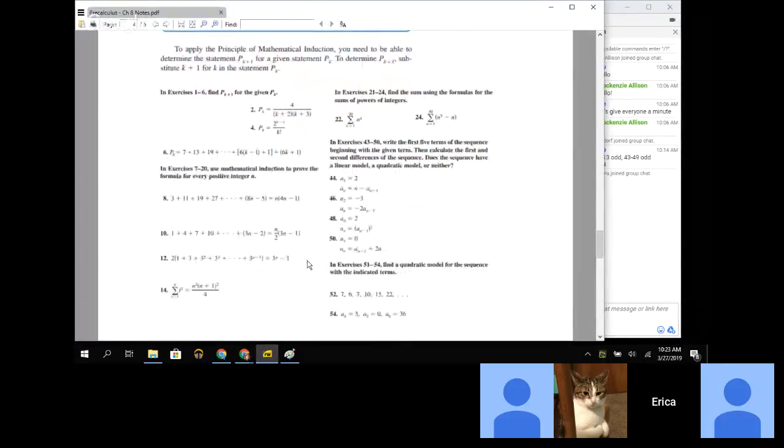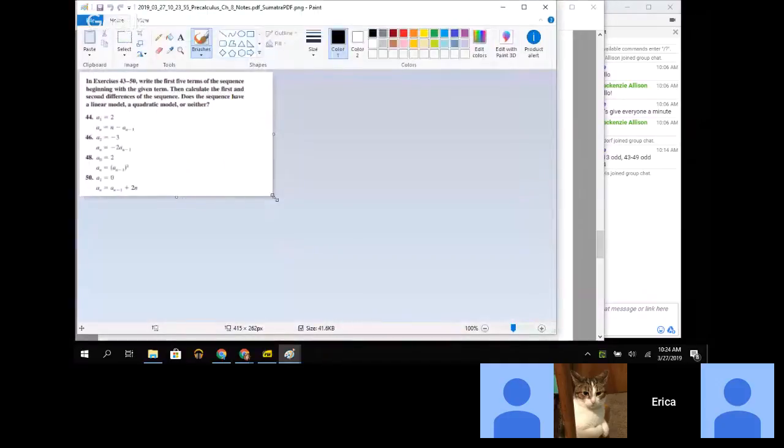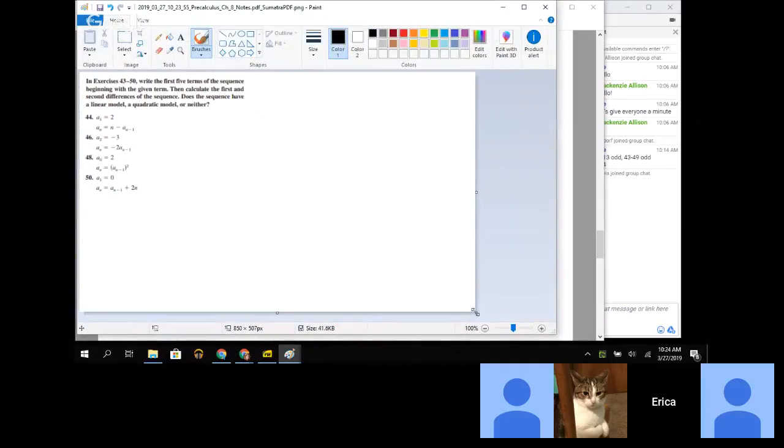Okay. This is the other part that we didn't quite talk about, but let's talk about these examples right here. So this is switching gears a little bit from mathematical induction. We've been talking about sequences, right? We talked about sequences that were arithmetic, and we talked about sequences that were geometric. And I want to talk to you about sequences that are linear or quadratic or neither. Okay. So I want to talk to you about what that looks like.